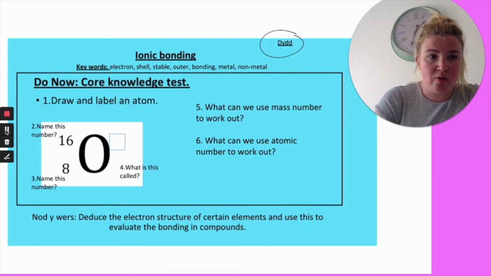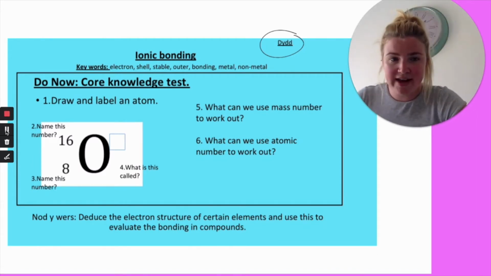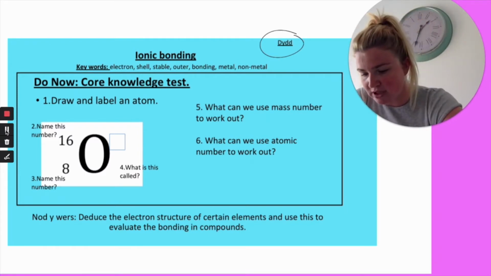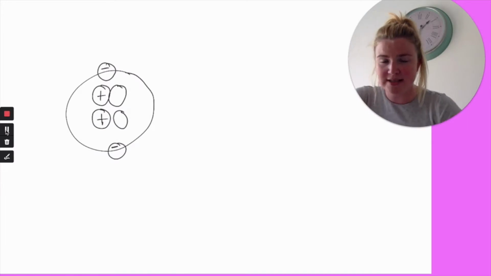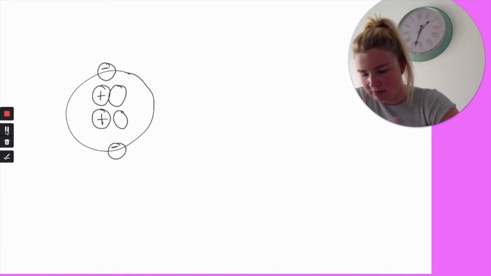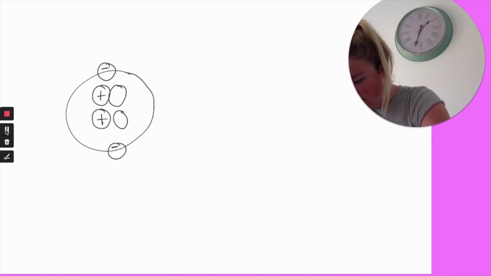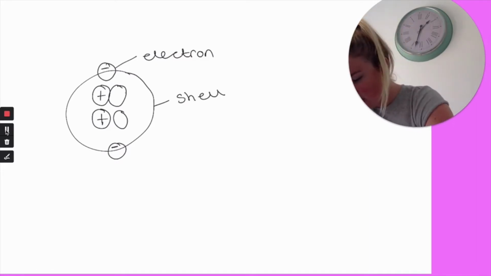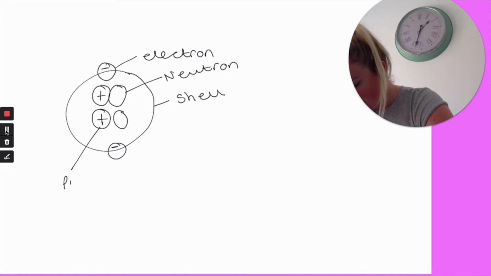Right, so question number 1 says to draw and label an atom, okay? You will get so bored of doing this question, but it's so important to keep thinking about what is inside an atom, which bits are where. So here's just a quick one I've drawn. The electrons are on the shells, and they have a negative value. You've got the neutrons, which have no charge. And then you have got your positive protons.